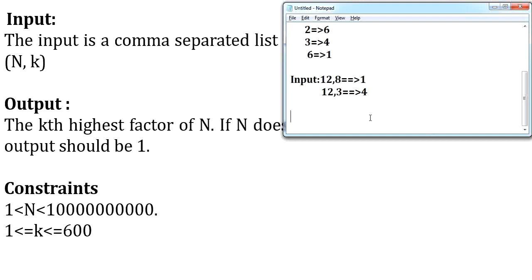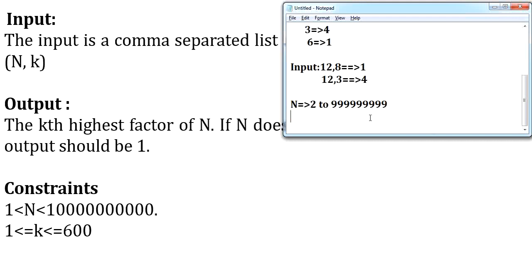Here the constraint part is very important because we know finding a factor is very simple, right? Just dividing a number and checking if the particular number is divisible, I can name it as a factor. Here the constraint they have given is that your n value can range from 2 to less than, how many zeros is there? 10 zeros. So 1, 2, 3, 4, 5, 6, 7, 8, 9. 9 nines. This could be the range of your n value.